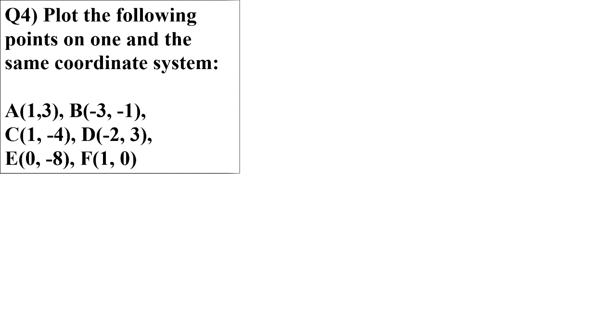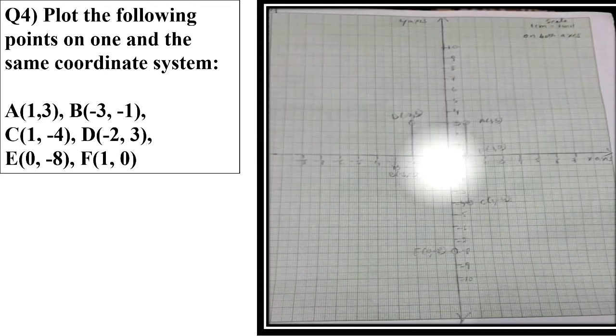Question number 4 is given. Plot the following points on one and the same coordinate system. The points given are A, B, C, D, E and F. First of all, draw the x-axis and y-axis on your graph paper. Write the scale.